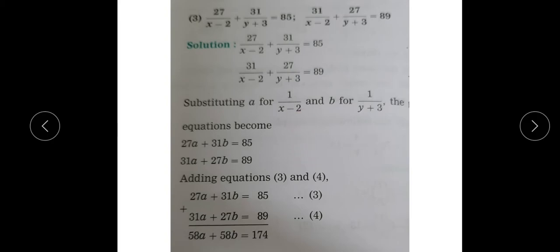Then add these two equations. You know the methods. First of all, add the equations, and again subtract these same equations. When we add them, 27a plus 31b is equal to 85 and 31a plus 27b is equal to 89, we'll get 58a plus 58b is equal to 174. By dividing the equation by 58 on both sides, we'll get a plus b is equal to 3.